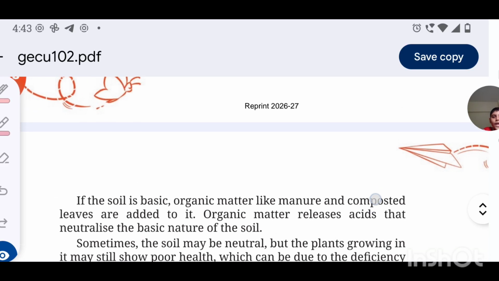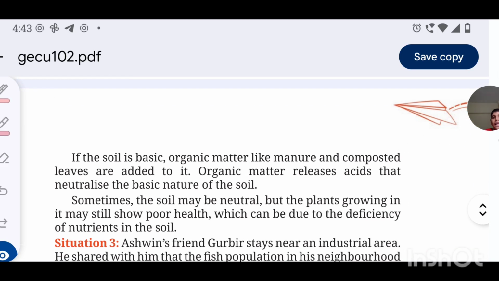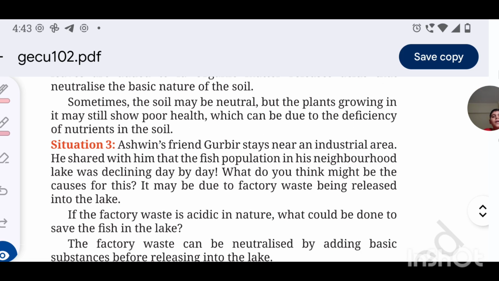Okay. Now, situation 3. If the soil is basic, organic matter like manure and compost leaves are added to it. Organic matter releases acids that neutralize the basic nature of the soil. Sometimes the soil may be neutral, but the plants growing in it may still show poor health, which can be due to the deficiency of nutrients in the soil.